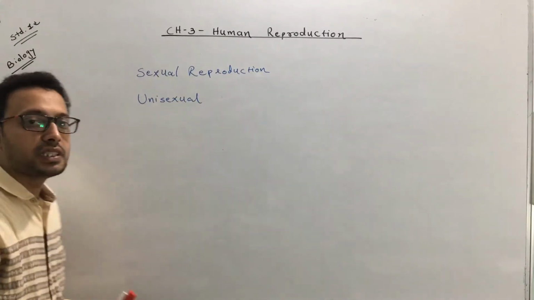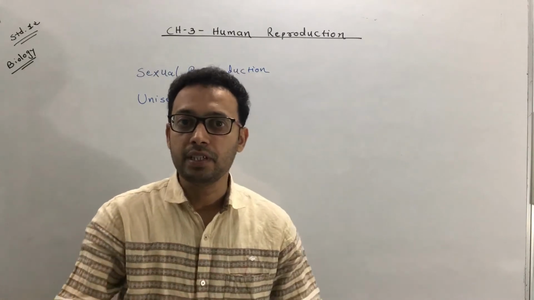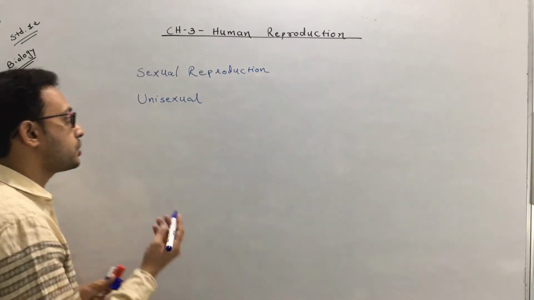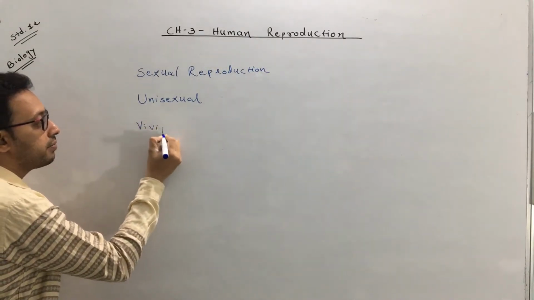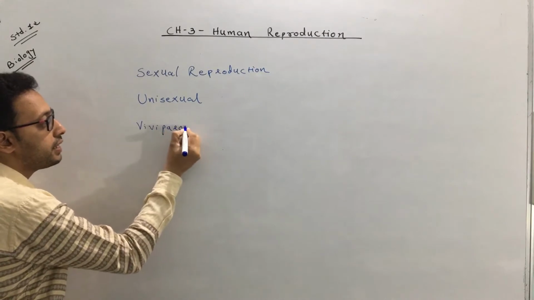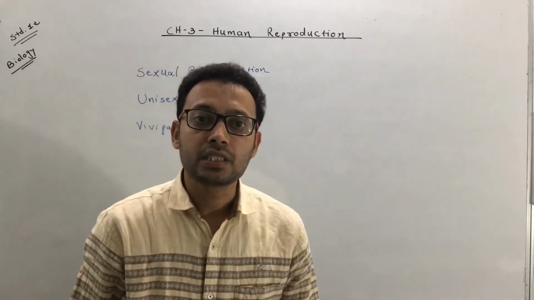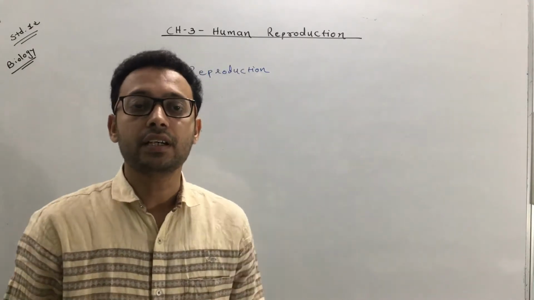Unisexual animal means that in humans, the two sexes are separate, male and female. Two different sexes are present. This is called a unisexual animal. Apart from that, we also know that the human being is a viviparous animal. It means it gives birth to a young one, or they deliver a young one.